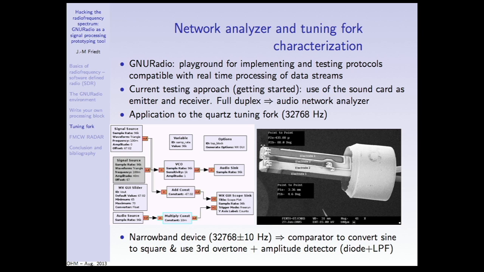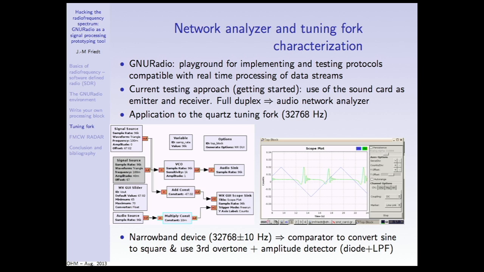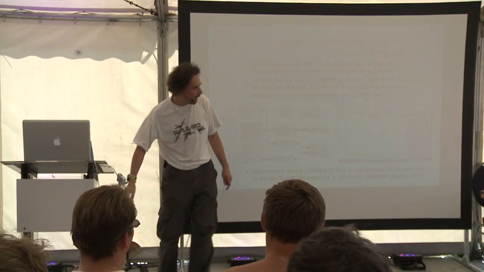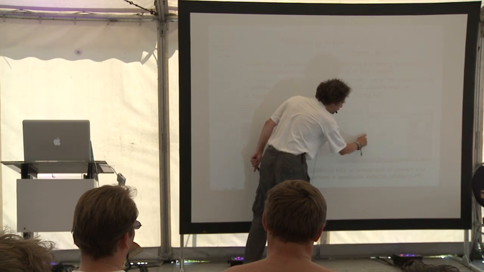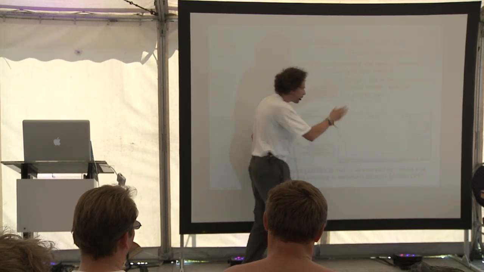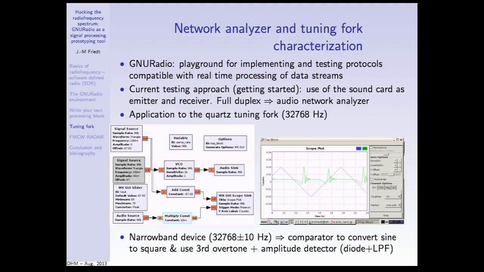If I take this tuning fork and generate a sine wave at 32 kilohertz dot something, and I look at the output of a diode, you see these jumps, and this is the response of my tuning fork. I'm sweeping the frequency range, and when my frequency goes over 32,768, I have current going through my tuning fork, which indicates that I'm at resonance. So basically, with no equipment at all, you can make an audio frequency network analyzer.